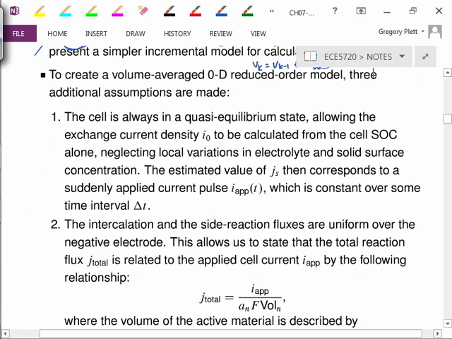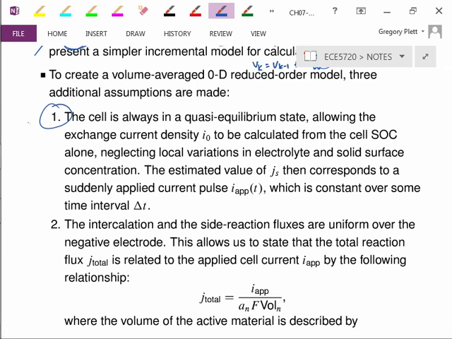The work that I present here is reported in a paper by Randall and Perkins, and the one that was listed in the previous section of notes in the footnote. And we used the same assumptions as Ramadass, and we added a couple more assumptions of our own in order to simplify the PDE model into a very simple ordinary difference equation kind of model. Assumption 1 is that the cell is assumed always to be in a quasi-equilibrium state, and that lets us compute the exchange current density I0.